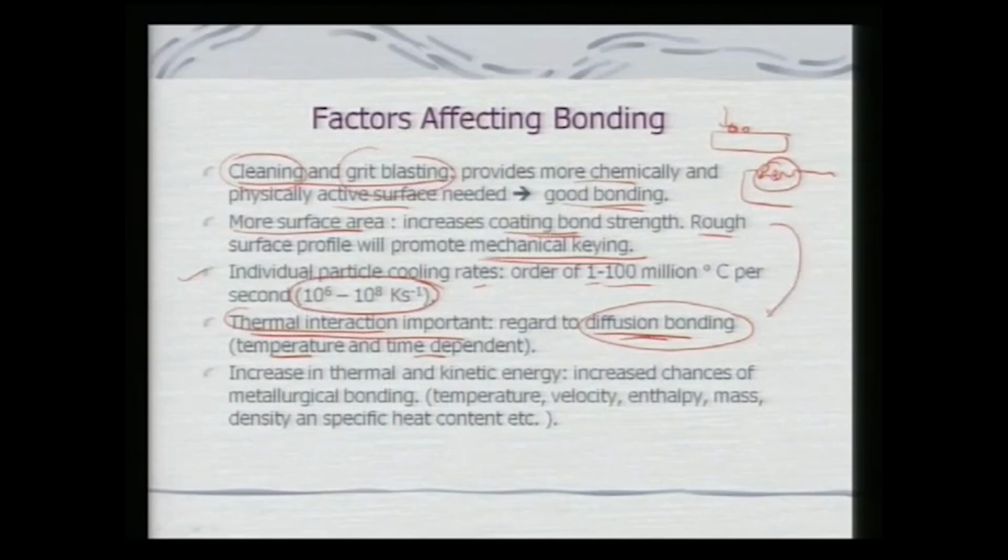So, apart from mechanical interlocking, we also have some metallurgical bonding which can generate, or it can also lead to van der Waals force attraction to further make the coating much stronger. So, by providing an increase in thermal and kinetic energy, we can increase the chances of metallurgical bonding. So, that is dictated by temperature of the molten particle, velocity of the molten particle, even the enthalpy, the mass, density and specific heat content. So, depending on all those parameters, we can achieve a variation in the coating properties.